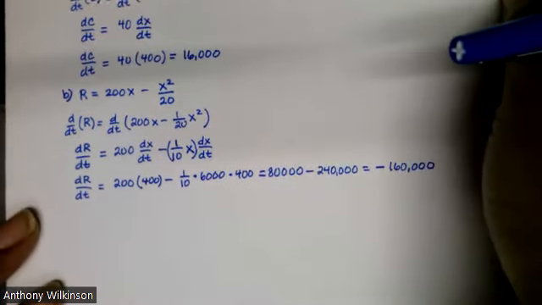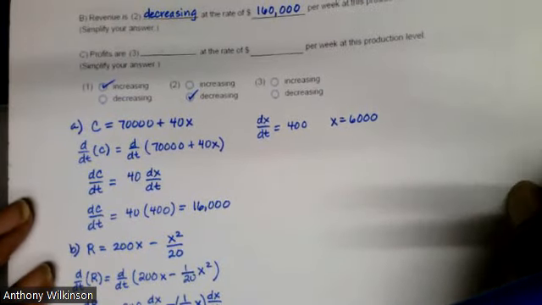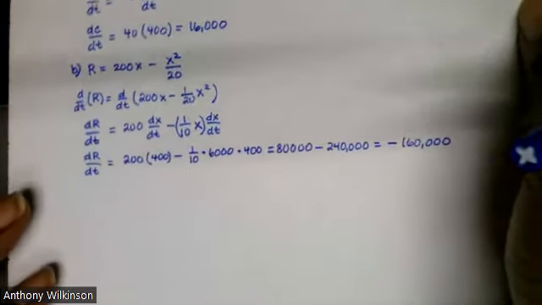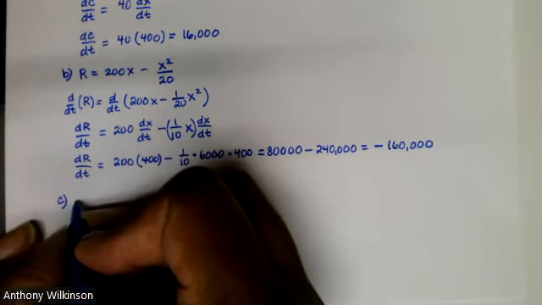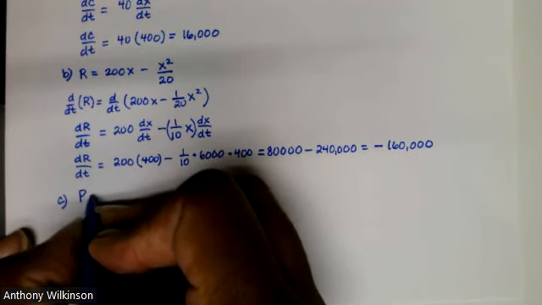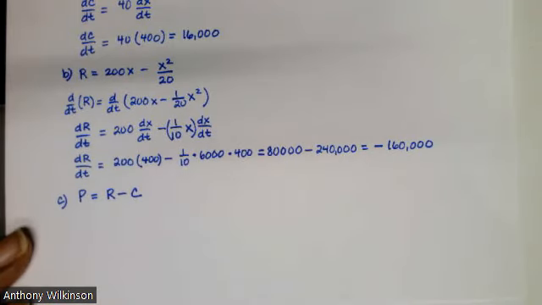Okay, and then part C is this. Profits are increasing or decreasing at the rate of how much per week at this production level. If you recall, when you find a profit, that means revenue minus cost.